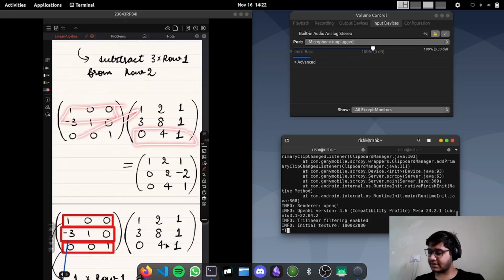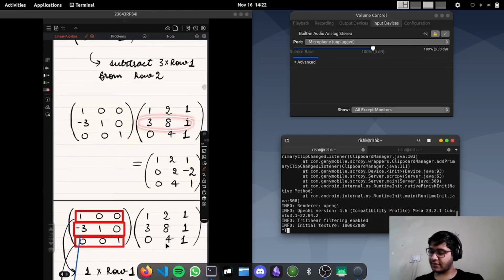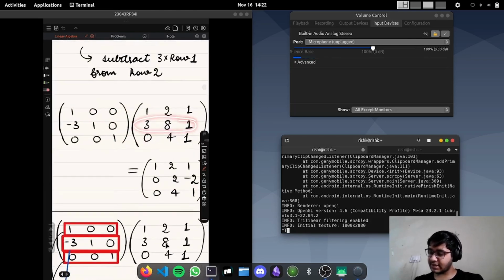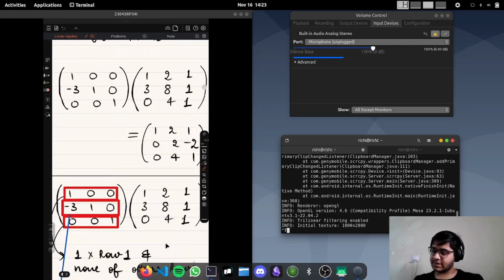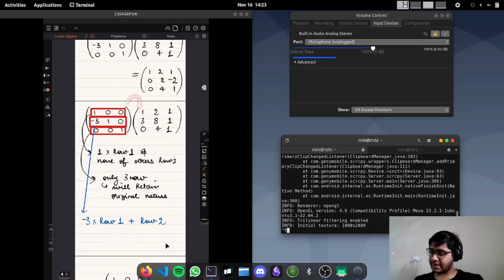So 0 of this, 1 of this. Got it here. For the second one, we need 1 of this minus 3 of this. So 1 of this, 0 of this, minus 3 of this. So this matrix essentially will be multiplied with this to do the first step of the elimination.